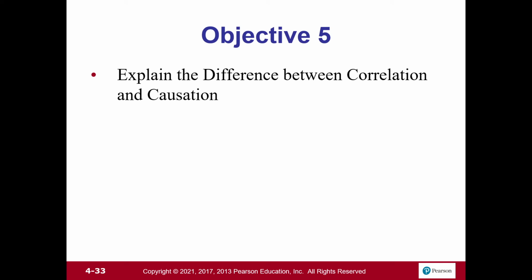And now finally, explain the difference between correlation and causation. Just because we say that the two variables are correlated, it doesn't mean that one variable causes the other one to happen. There are other variables at play. The most we can say is that there is a correlation between these variables. We don't know why, we don't know how, but we do know that there is a correlation.